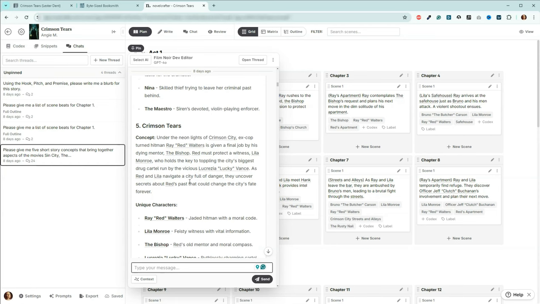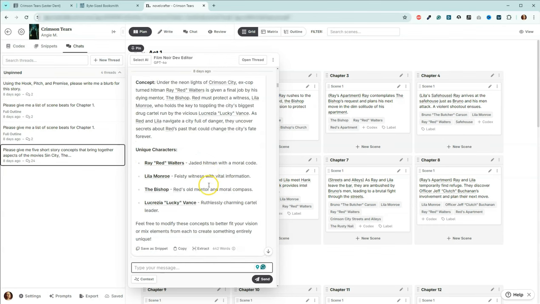Why? I kind of liked the idea of having the good guy become the bad guy and, you know, protecting the city. So here are my characters. We've got Ray Red Walters, who is our hitman, who used to be a police officer. We've got Lila Monroe. She is our witness who Red is going to be protecting. We've got the Bishop, who is an old mentor for Red and who is going to kind of put Red on this adventure to protect Lila. And then we have Lucky Vance, who is our bad guy.